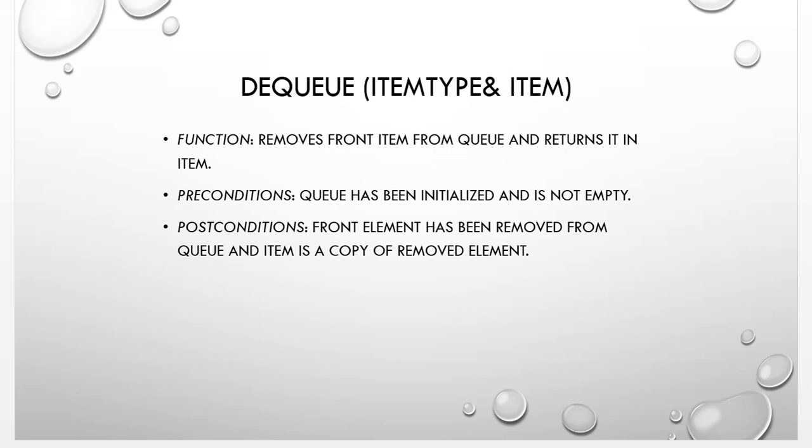Dequeuing removes items from the front of the queue, okay? And it returns the item in a different place. So basically, with dequeuing, we are removing whatever is at the front of the queue. The conditions that need to exist are, firstly, that the queue is supposed to have been initialized, and the queue is not supposed to be empty, okay? So as long as the queue has got something and is not empty, you can actually remove something from the queue.